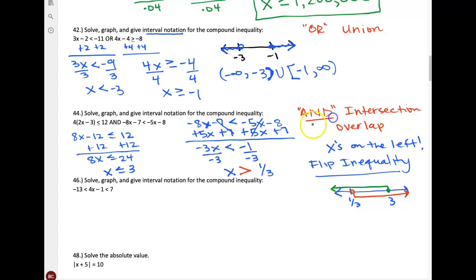So again, we're looking for the overlap of this. So that means it's going to be the stuff in between 1/3 and 3. Right, so when I write that answer down in interval notation, I'll have parenthesis 1/3 to 3 bracket. Remember your open circles and your closed circles, how they correspond with your parentheses and your brackets. Okay.